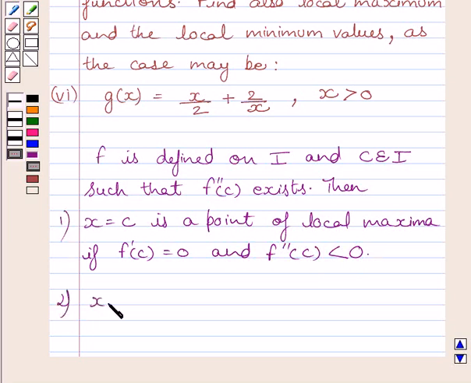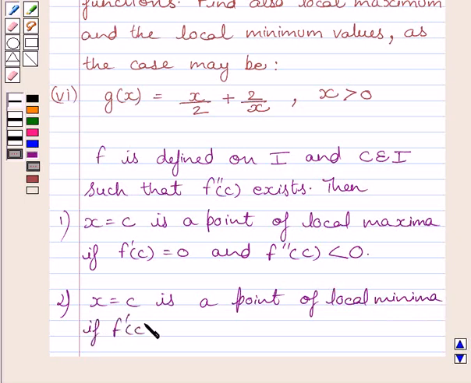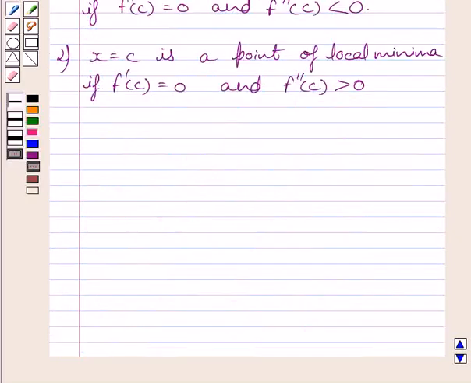and x is equal to c is a point of local minima if f dash c is equal to 0 and f double dash c is greater than 0. In this case, value of f(c) is the local maximum value of function f and here, f(c) is the local minimum value of function f. This is the key idea to solve the given question. Now, let us start with the solution.